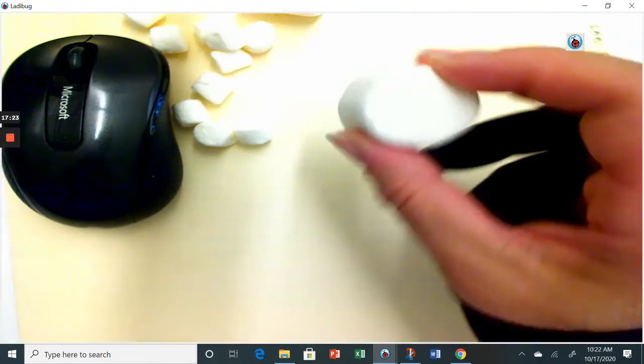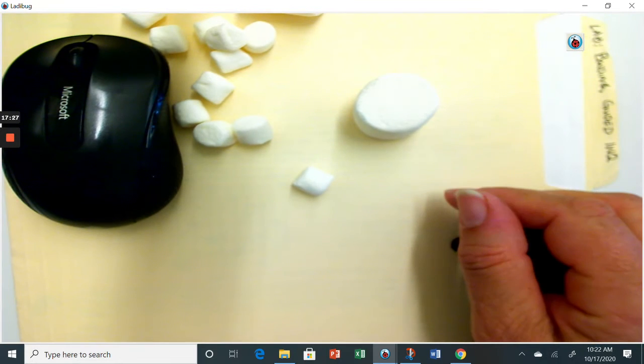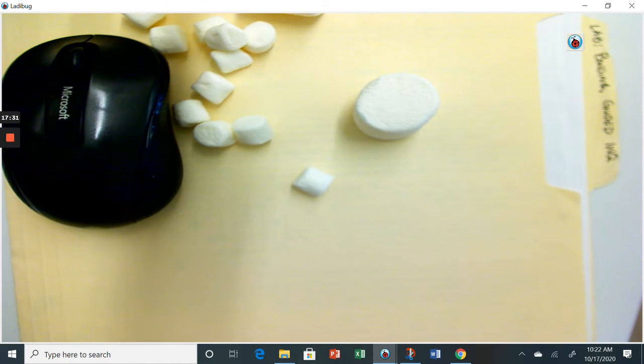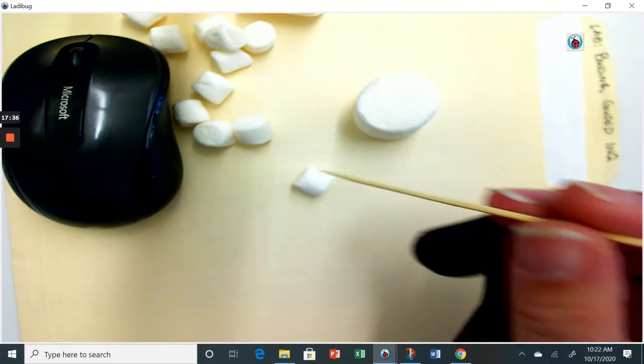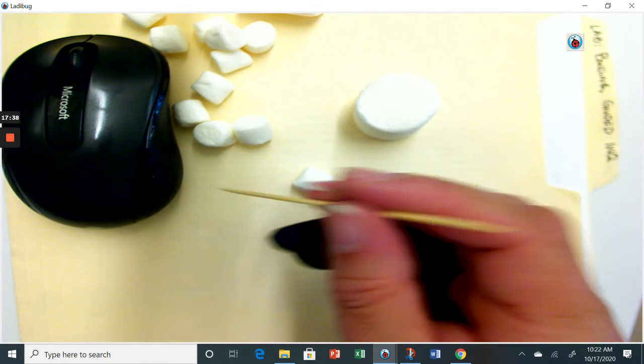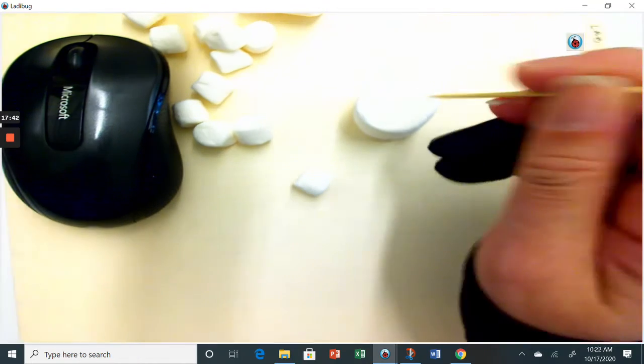So I have a center atom, a big marshmallow. You can use other things. You've got raisins, yellow raisins and regular raisins, anything that you can stick. You can use grapes, so you can have 6 grapes on the outside and 1 in the middle. That'll get messy for the one in the middle, but use something that you can stick a toothpick into.